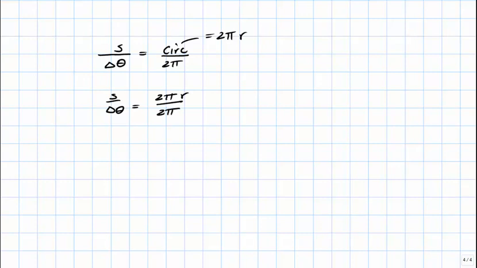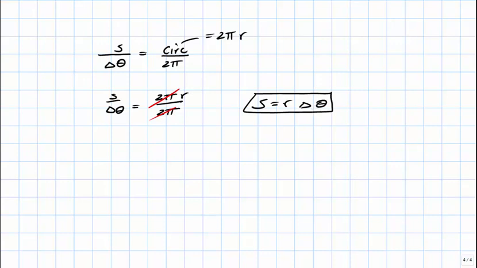Now, let's note that the 2 pi's cancel, and if we multiply both sides by delta theta, we obtain S equals R times delta theta. That is the relationship between arc length and angular displacement, and it's a very important relationship.